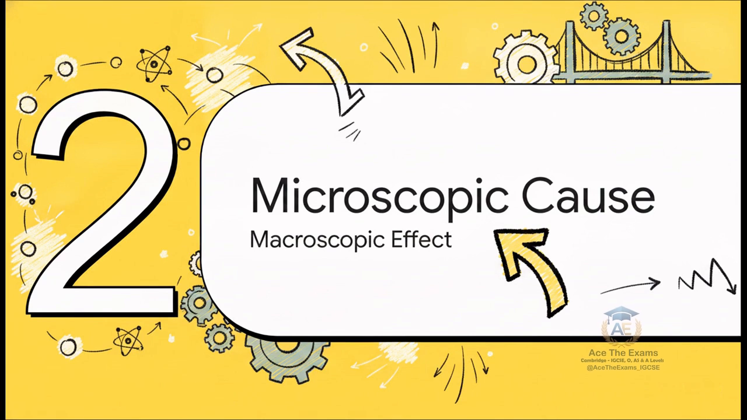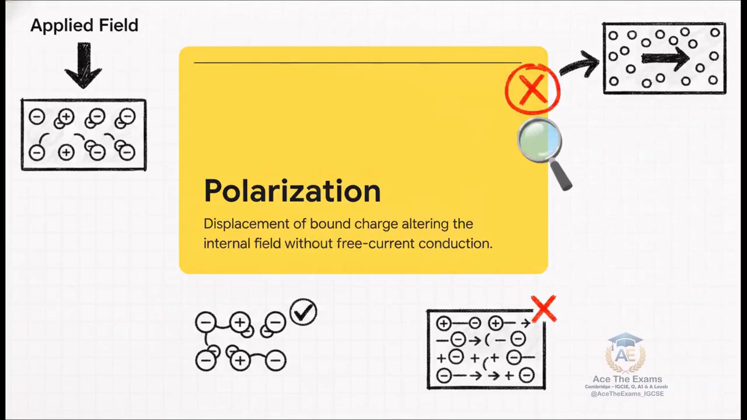Which brings us right into the core of it, connecting the microscopic cause to the macroscopic effect. If you want those top-end marks, you absolutely have to understand this foundational concept. This is where the real physics actually happens. Take a close look at this precise definition of polarization on the screen. It's defined as the displacement of bound charge in a dielectric under an applied field, altering the internal field without free current conduction. Do you see it?